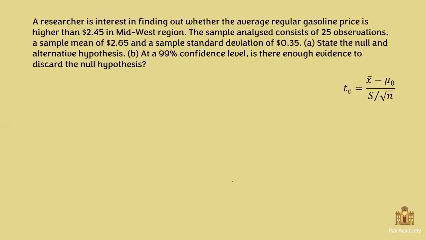What about this exercise? A researcher is interested in finding out whether the average regular gasoline price is higher than $2.45 in the Midwest region. The sample analyzed consists of 25 observations, a sample mean of 2.65, and a sample standard deviation of $0.35. A, state the null and alternative hypotheses. And B, at a 99% confidence level, is there enough evidence to discard the null hypothesis? So what do you think? Do we need to use the Z-test or the T-test in this case?